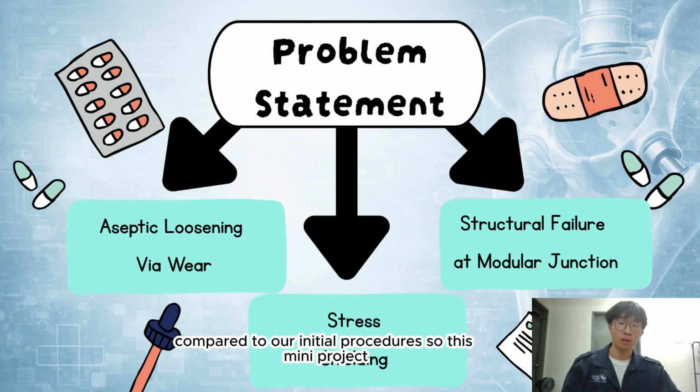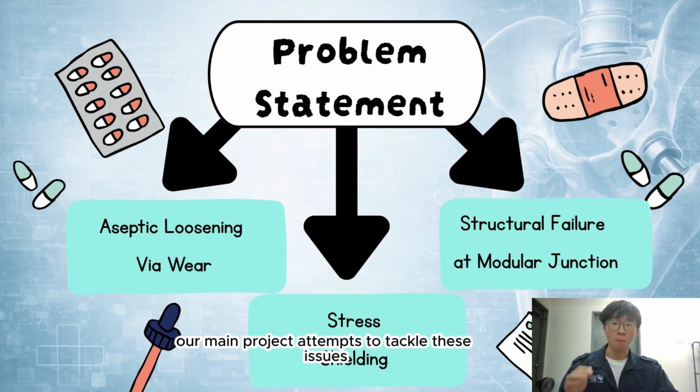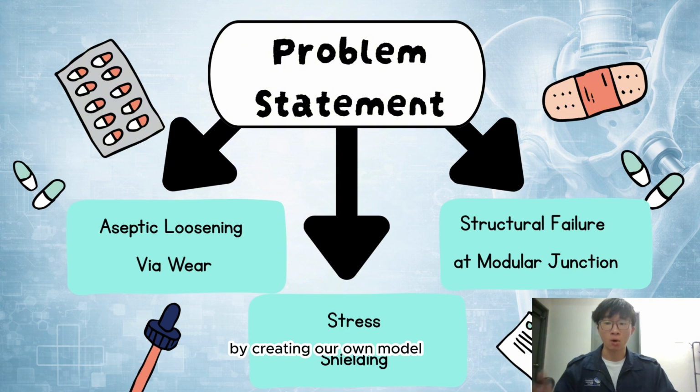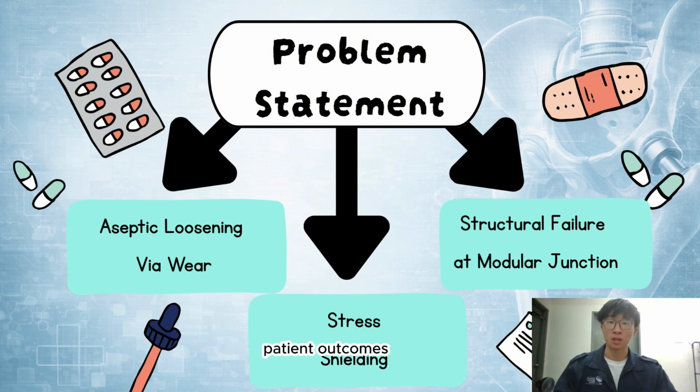This mini project focuses on three problem statements, which are aseptic loosening via wear, stress shielding, and structural failure at the modular junction. Our mini project attempts to tackle these issues by creating our own model in hopes to extend the lifespan of implants and enhance patient outcomes.